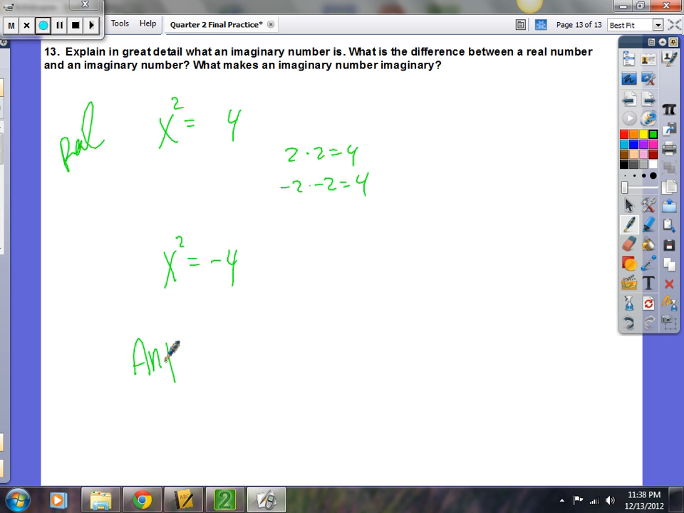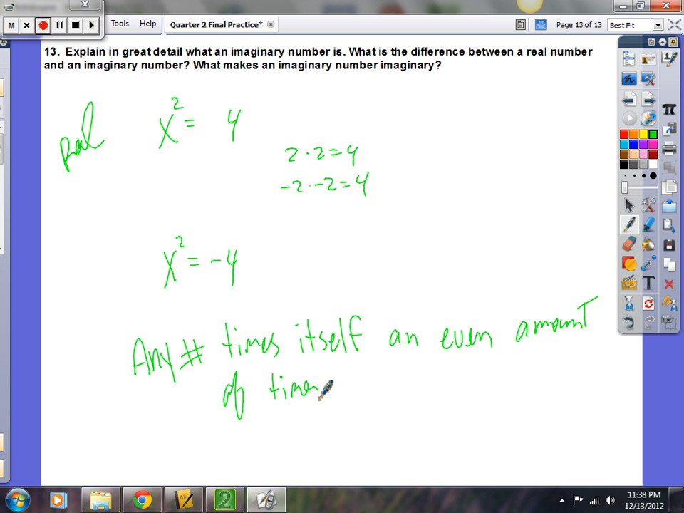because any number, no matter what, fractions, decimals, negatives, positives, square roots, any number times itself an even amount of times will always be positive, no matter what. If I have a number and I multiply it by itself over and over an even amount of times, there's always going to be pairs. Pairs are always positive.